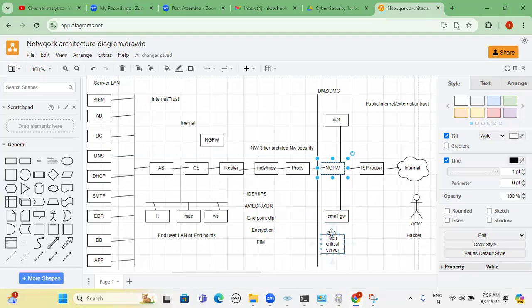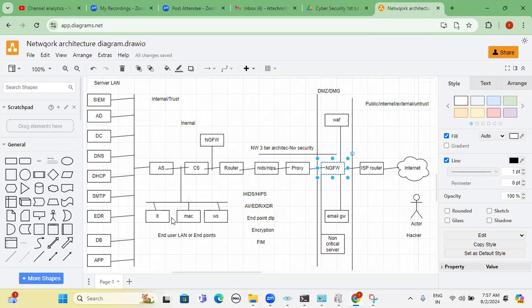Okay. Non-critical servers, I already covered. So coming back here, endpoints. Endpoints are the end user machines we use in the organization. Those endpoints, like laptops, MacBooks, workstations, and even servers, we have to consider as endpoints. For those endpoints, we have to implement security controls.